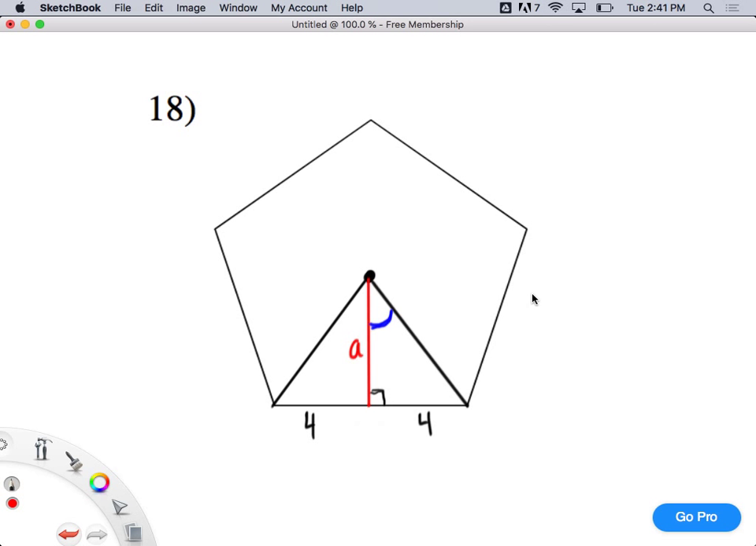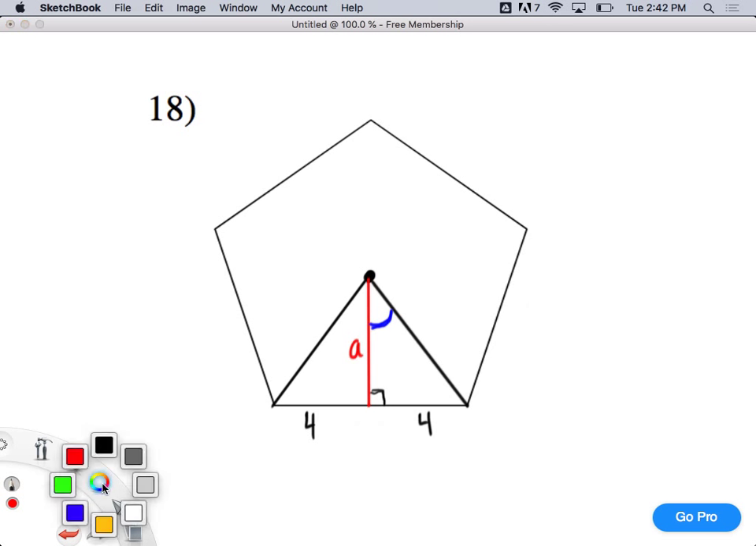But wait, I need to get this angle first. How do I get this angle? First, I look at the shape. How many of these triangles would be in this shape? There's 5 sides, so there would be 10 triangles. How many degrees are there in a circle? 360. So if there are 10 of these triangles, what would this angle be? 360 divided by 10, 36. Does that make sense to you guys?